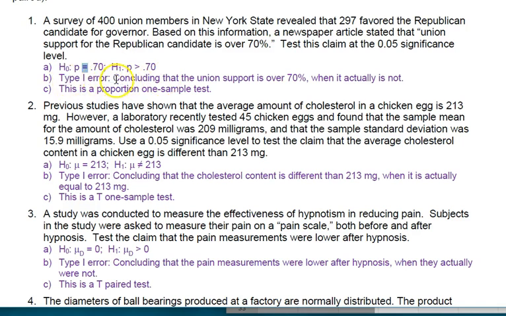The type 1 error is always reaching a conclusion that you're going to reject the null hypothesis. In other words, that you're going to find sufficient evidence to support the claim when the claim really isn't true. In this case, it would be concluding that the union support really is over 70% when it actually is not. And again, in StatCrunch, what we would use would be the proportion stats one sample.